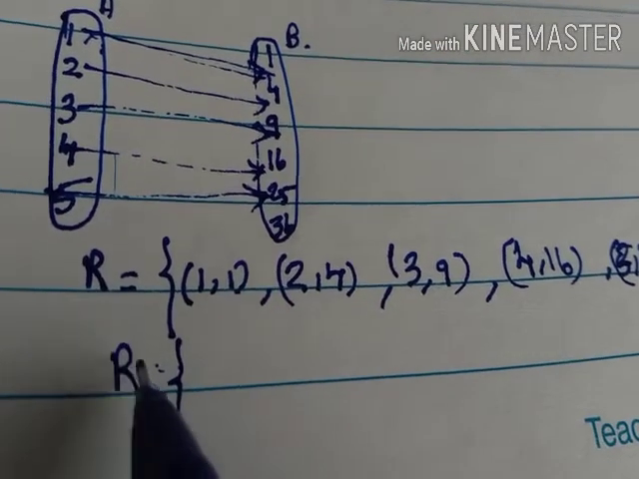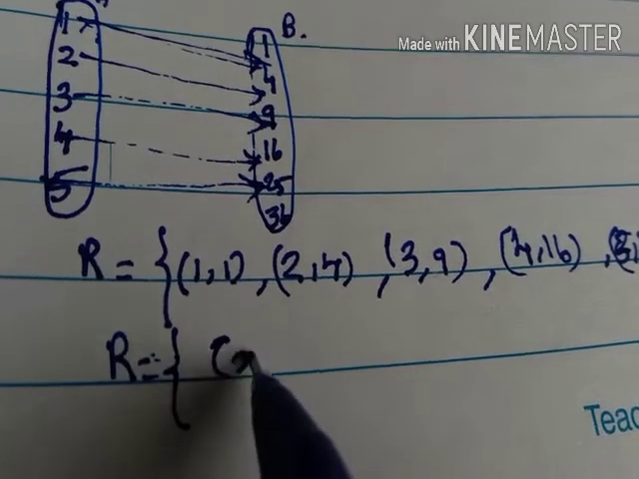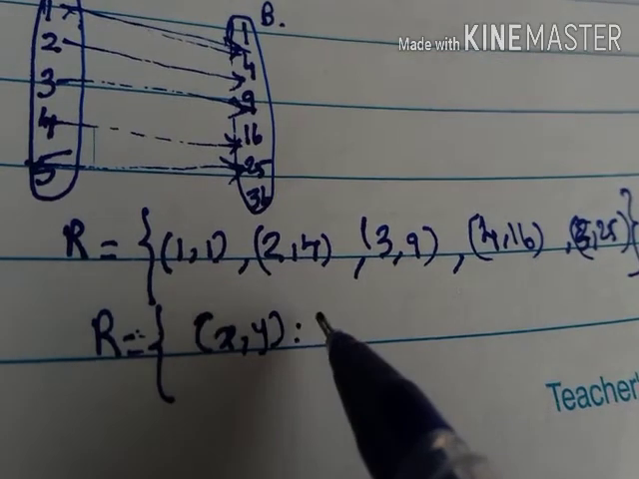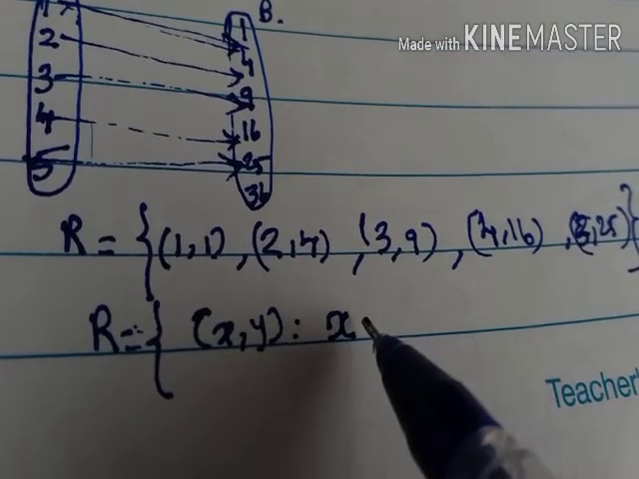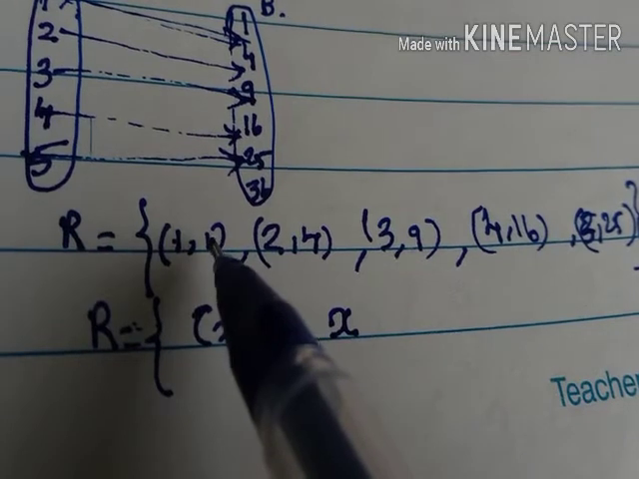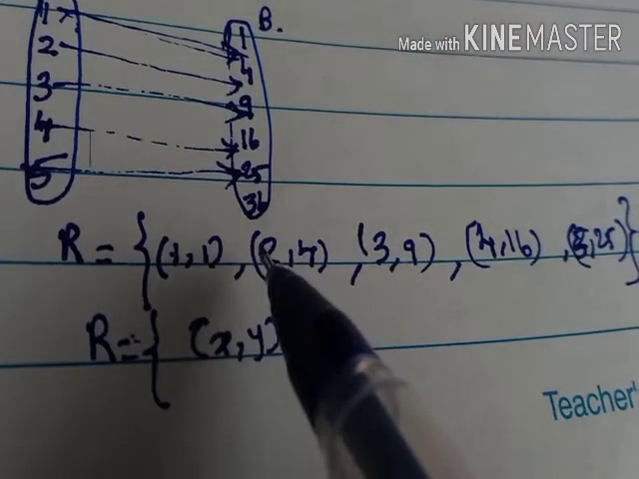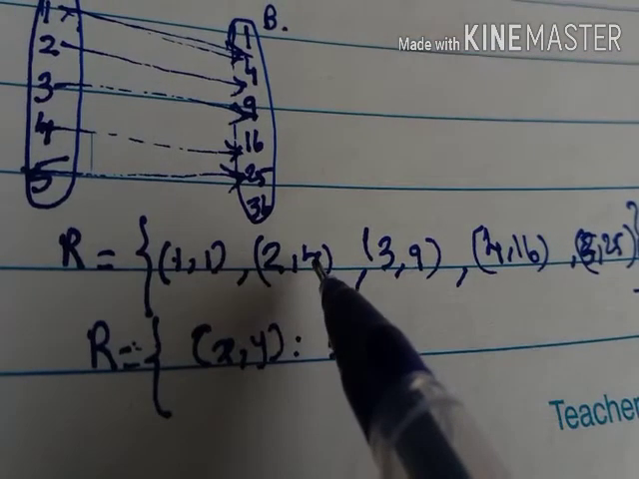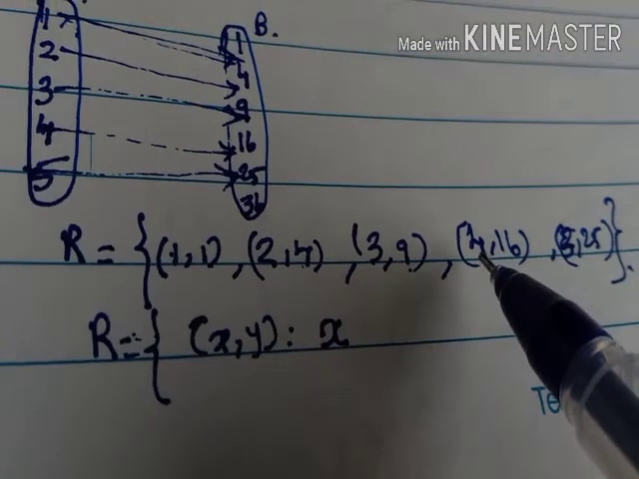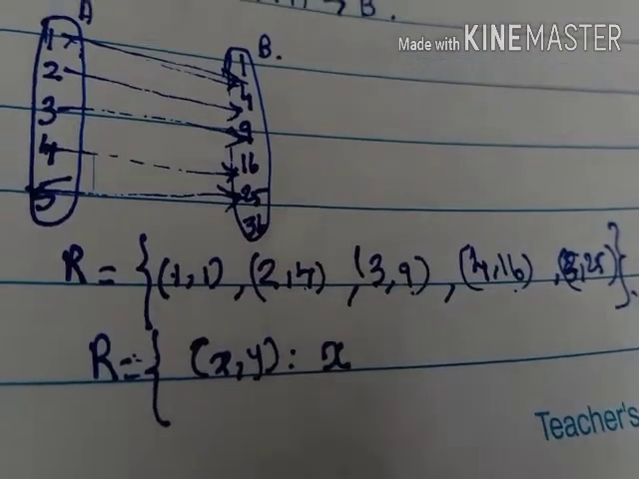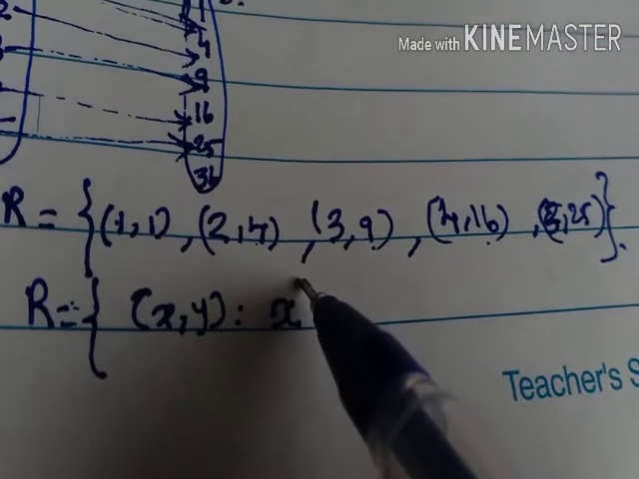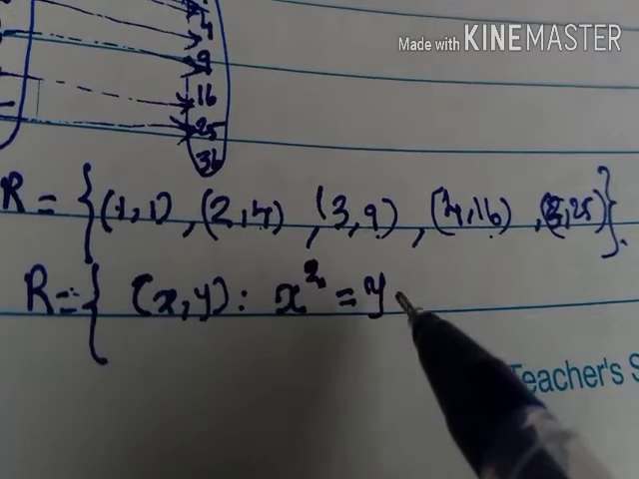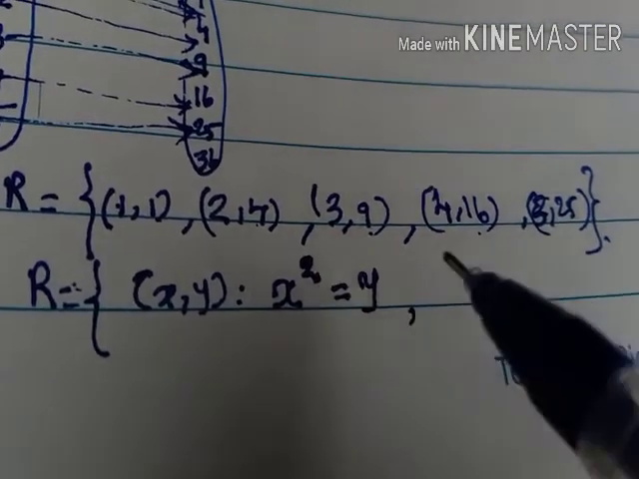In set builder form we can write it as the set of all ordered pairs (x, y) such that, listen, the first element is x and the second element is y. What is the specialty here? The square of the first element is the second one, isn't it? 2 square equals 4, 3 square equals 9, 4 square equals 16, 5 square equals 25. So you can write x square equal to y, or y equal to x square.